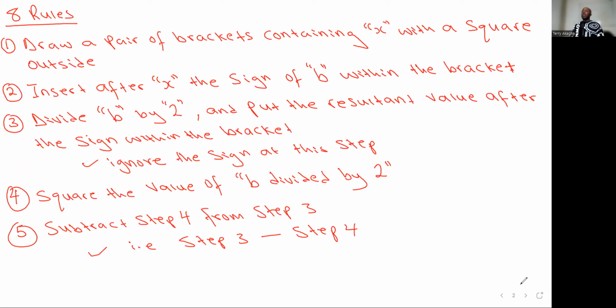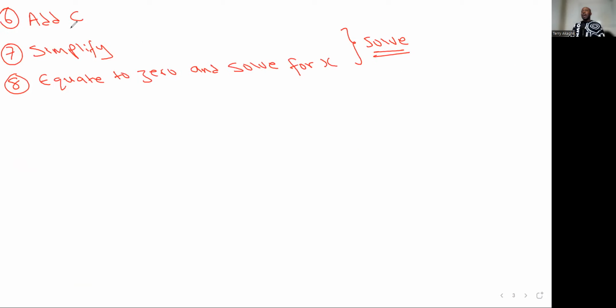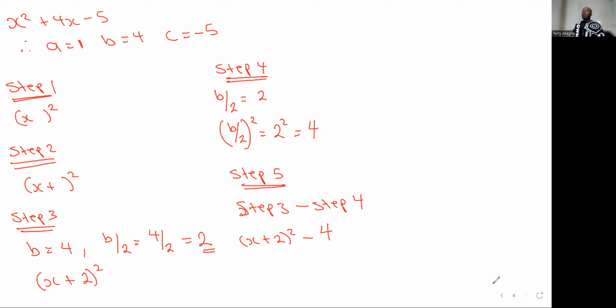Now step 6 said we should add c. So we're going back, step 6. We're going to add c. What is our c? Minus 5. So it's going to be x plus 2 all squared minus 4 plus our c, which is minus 5. Because it's plus and minus, plus times minus will give you minus. So it's going to give us x plus 2 squared minus 4 minus 5. So we're going to the simplification stage already. That is step 7.